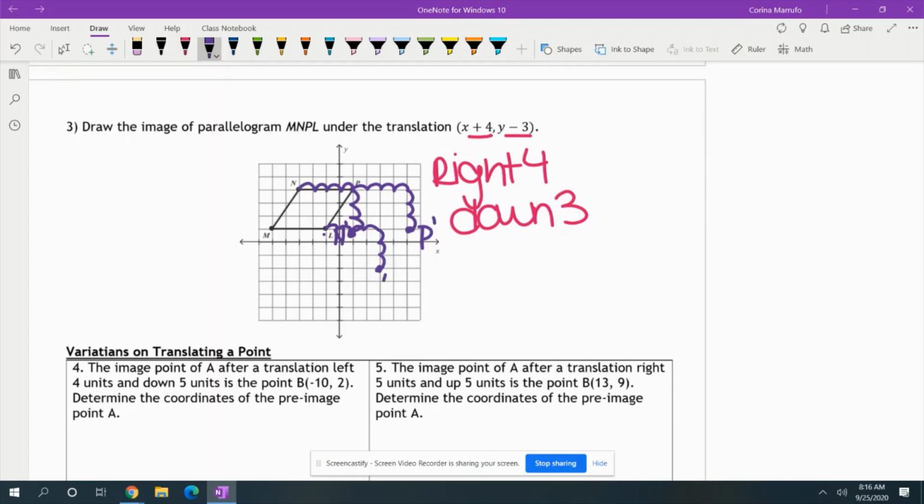And this one is L prime. And then last we have M, 1, 2, 3, and 4, 1, 2, and 3.